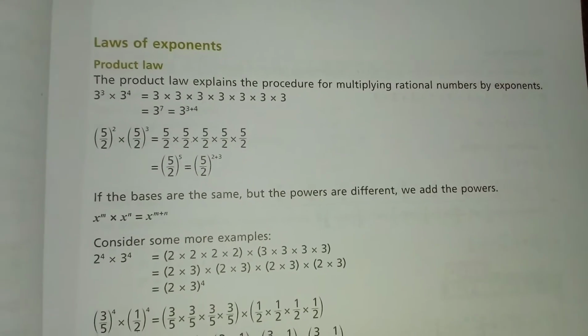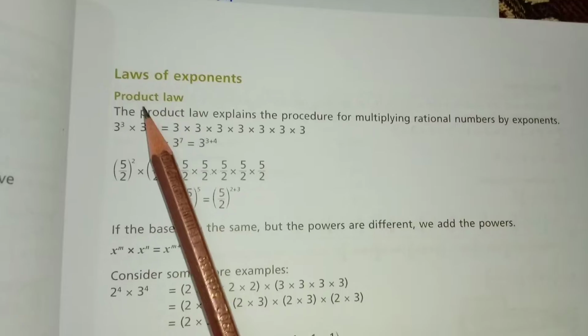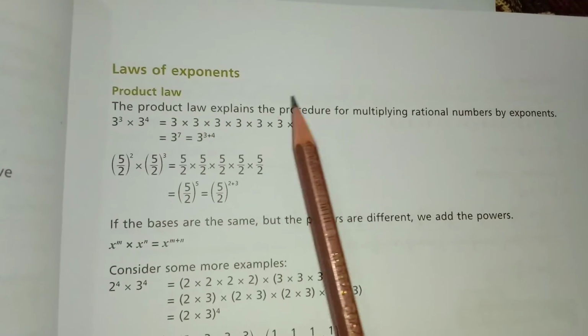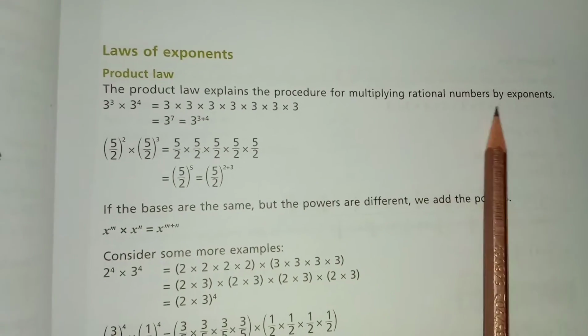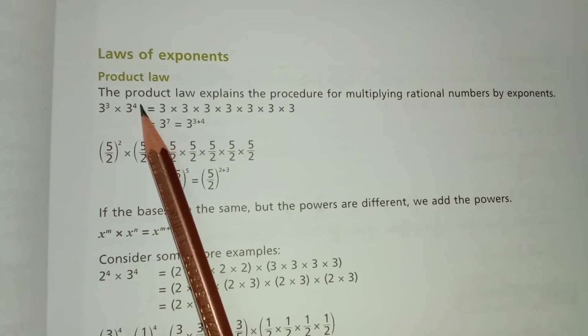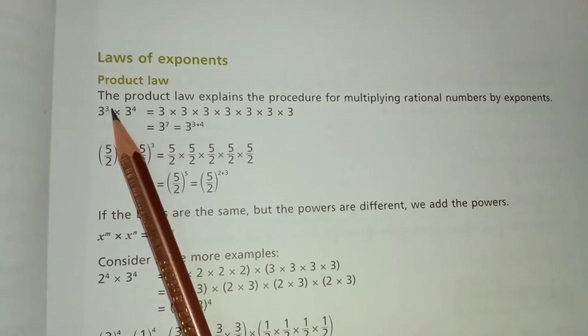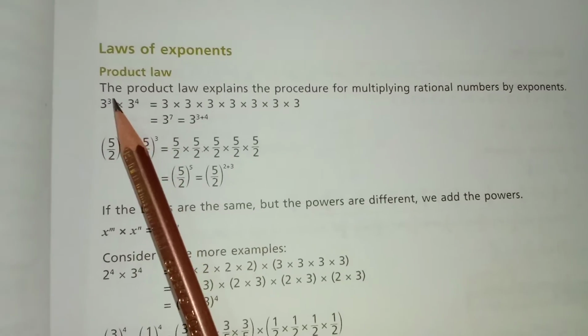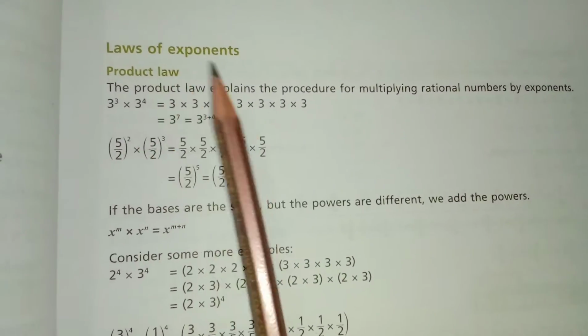Laws of exponents. The first law is the product law. The product law explains the procedure for multiplying rational numbers with exponents. 3 power 3 multiplied by 3 power 4. Their bases are the same and there is a multiplication sign between them, so their powers will be added.